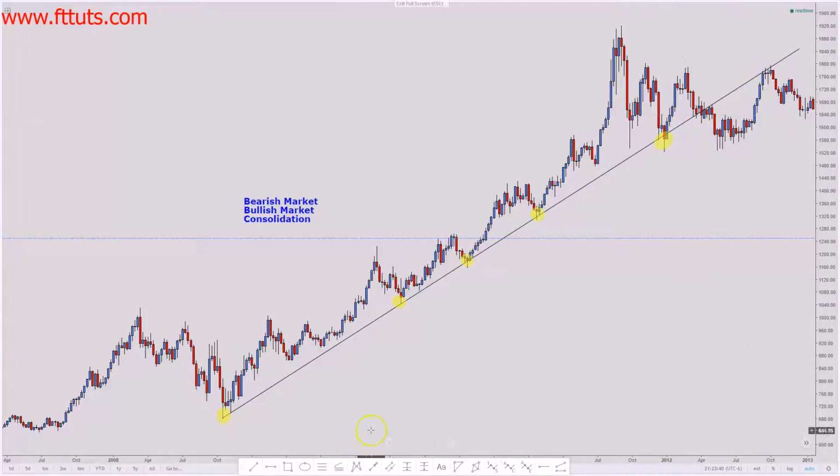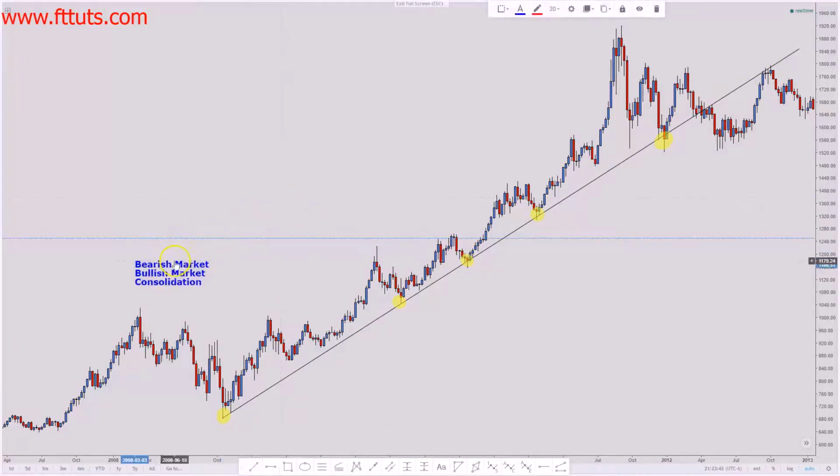In a bearish market, you have a downtrend line. In a bullish market, you have an uptrend line. In a consolidation, you have probably either triangle type patterns or rectangle type patterns, wedges, pennants, flags, all that fun stuff. So what else? Let's see.